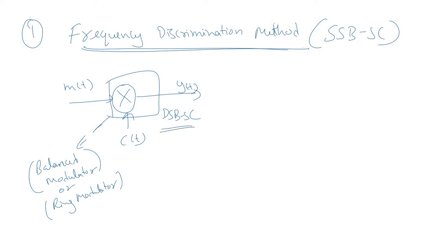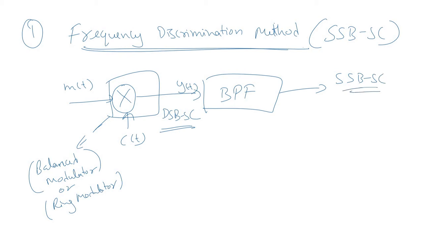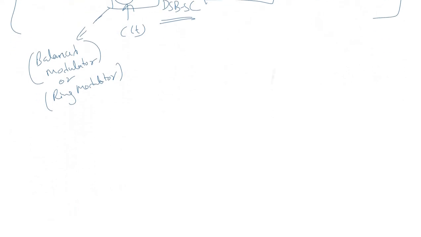Now this DSB-SC, double sideband suppressed carrier, consists of double sidebands. Now we pass it through a band pass filter whose pass band is set appropriately, which we'll discuss further, so that one of the sidebands gets suppressed and the resultant is your single sideband suppressed carrier type of signal. This is basically the entire process adopted in the frequency discrimination method. Now let us analyze this process step by step graphically. That will give you a better idea of the entire method.